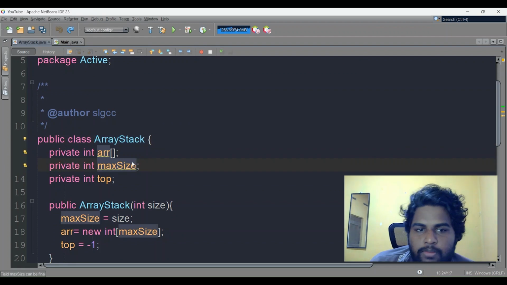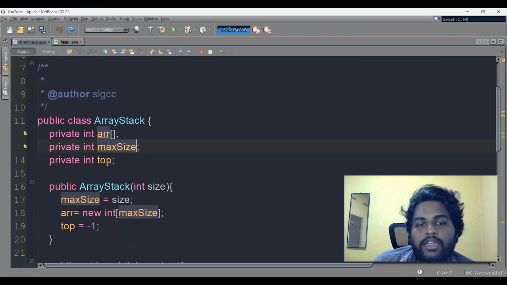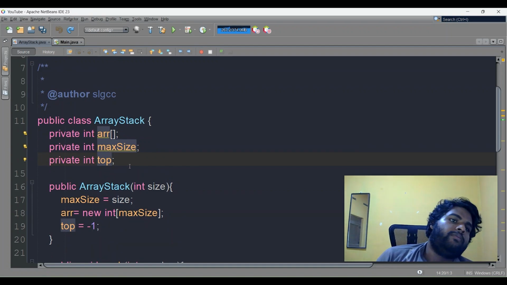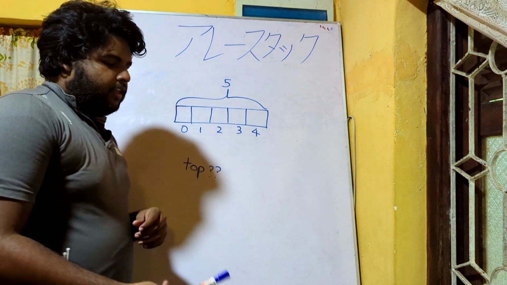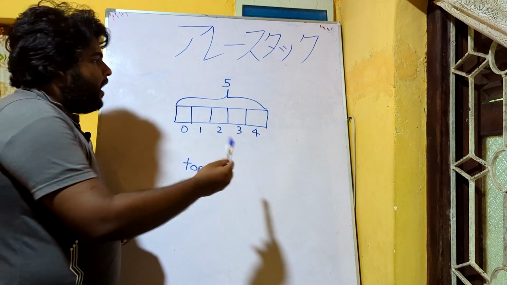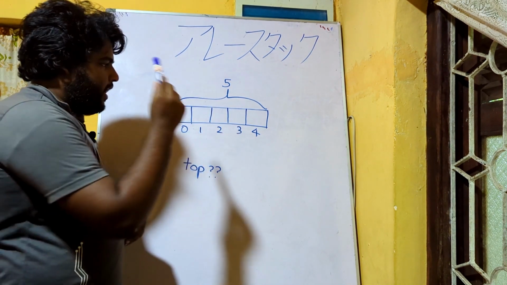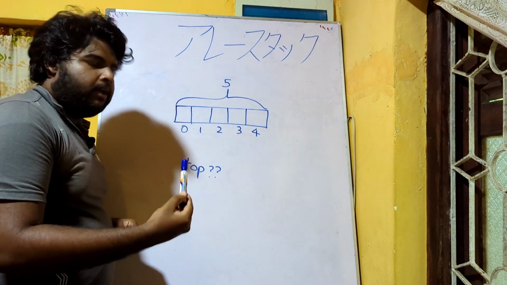Then I have a variable to store the max size for my array stack, and then I have a variable called top. So what is this top variable? Let's move back to the whiteboard. So as said in the code, this is the temporary array for the stack, and this is the variable to store the max size of that array. And what is this top element or top variable?